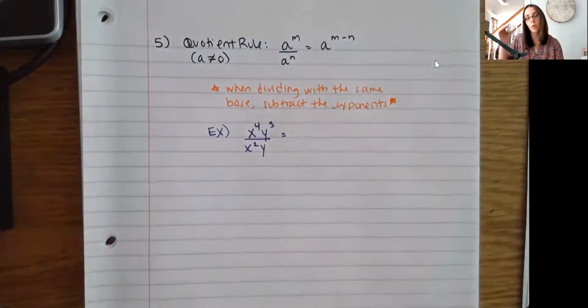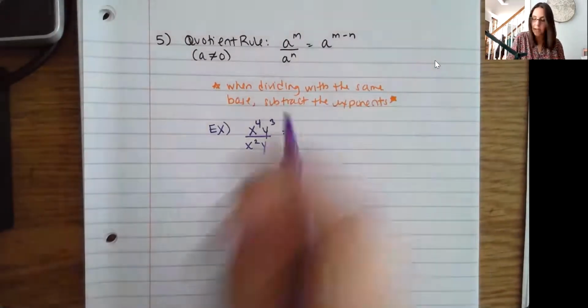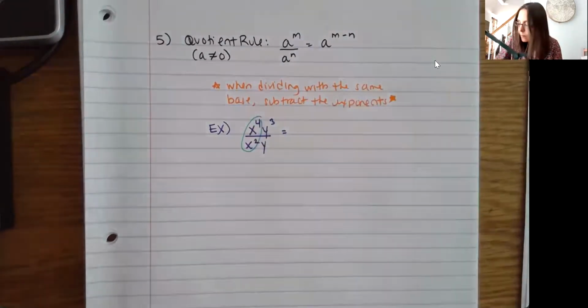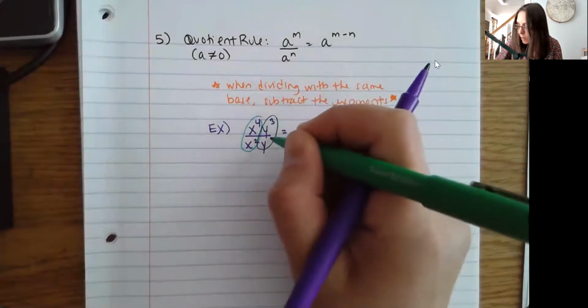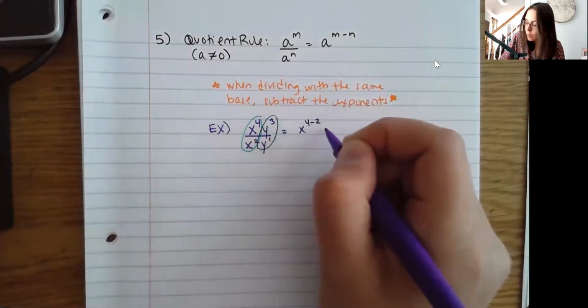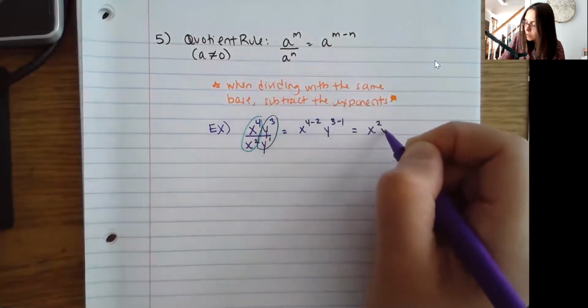So something like x to the fourth y cubed over x squared y. So I can line up my same bases. I'm just going to use a couple different colors here just to show you. And don't forget there is always a 1 there. So this would be x to the 4 minus 2, y to the 3 minus 1. So I have x squared and y squared.